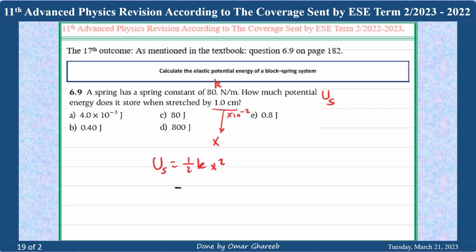One half K, how much is K? 80. And X is 1 times 10 to the power minus 2, and we have it squared here. So the potential energy is 40 times 10 to the minus 4, or 4 times 10 to the minus 3 joules, or 4 millijoules.